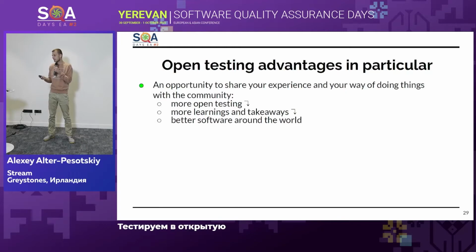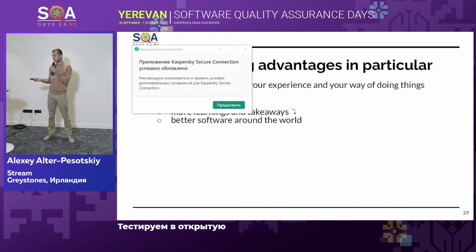Here I mean that when you are sharing something, so we usually think about it like if you are teaching someone, you learn from it. And same here, when you are writing code that is publicly available, you will deliver it in the best way. You won't deliver bad code. And yeah, you will learn from the process, and this is really nice. So more open testing out there, more learnings and takeaways for the community, and better software around the world.